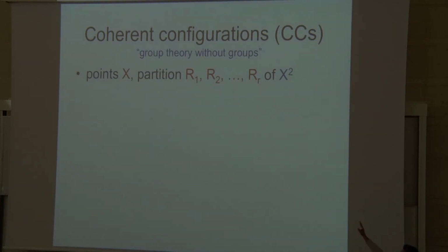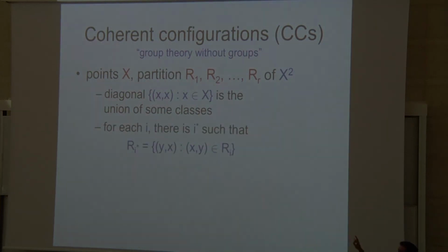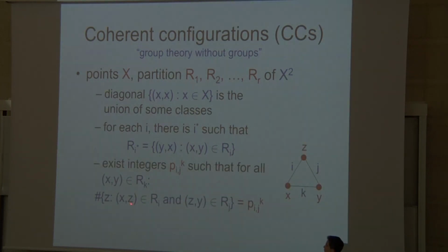So what is a coherent configuration? It's got points X and a partition of pairs of points into R classes. And it satisfies some axioms, the first 2 of which are not so interesting. The diagonal is supposed to be the union of some classes. For every class, there's the dual class where the order of the pairs is reversed. And then the interesting one, which is that if you look at the number of z's which are distance i, and you can think of these classes as being almost like distances, distance i from x and distance j from y, then that's an integer which depends only on which class xy was in, and not on the particular values of x and y.